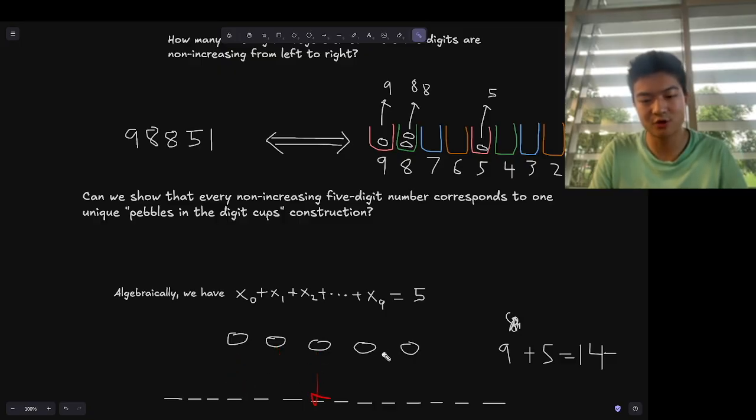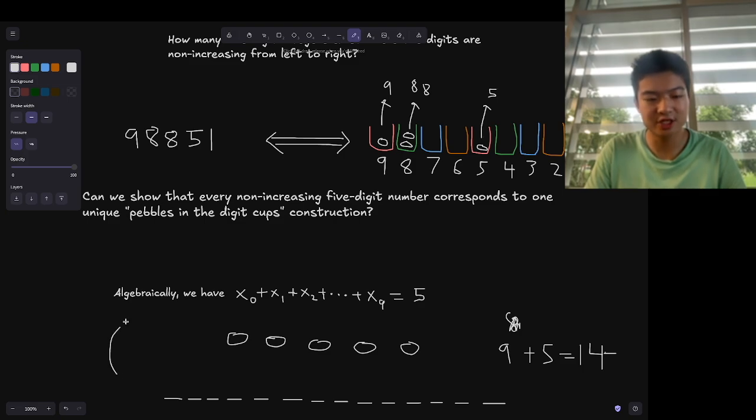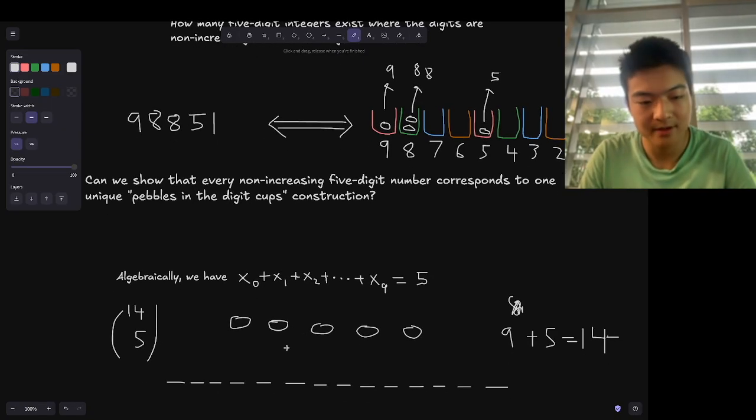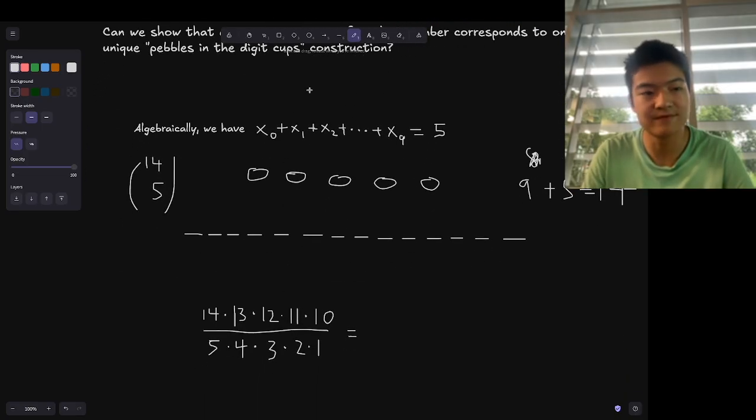Now, one way that we can do that is we can first let each of these 5 pebbles go to 5 of the 14 positions, and then we know that the rest of the 9 positions must be occupied by dividers. And so how do we count that? Well, that is essentially just 14 choose 5 ways that we can do so, because there are 14 different positions and 5 positions that these 5 pebbles can go into.